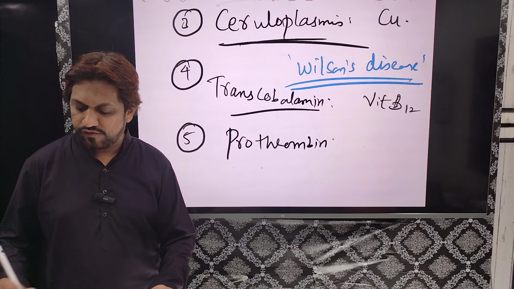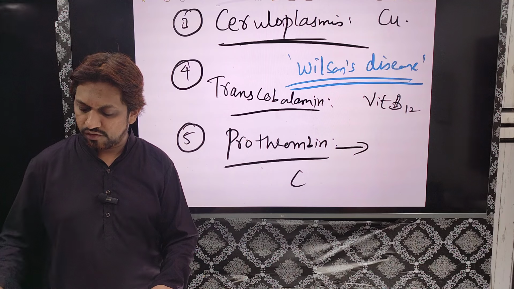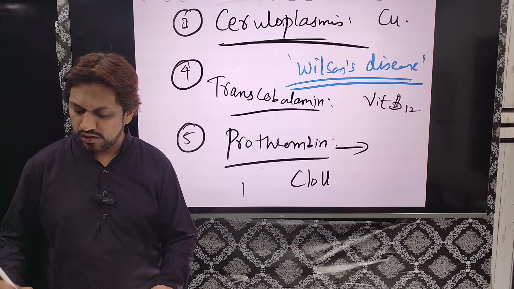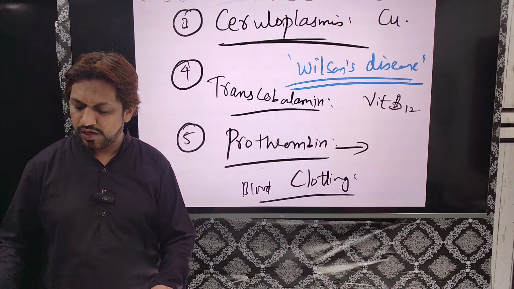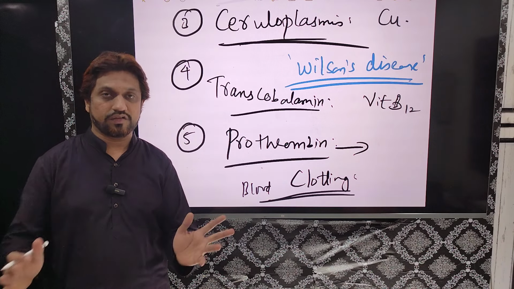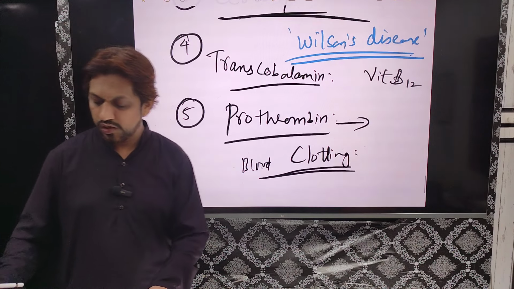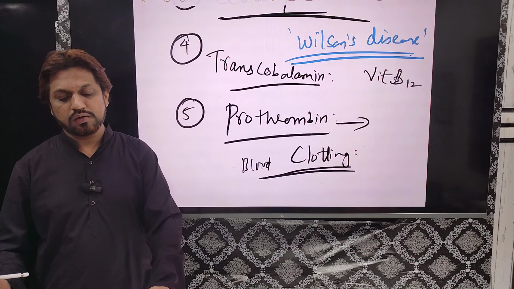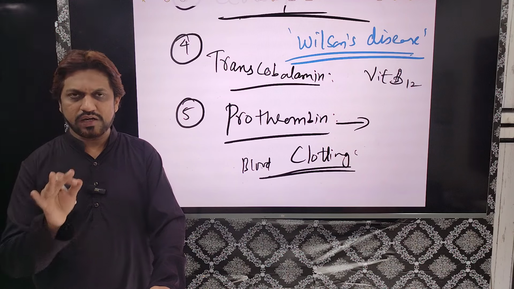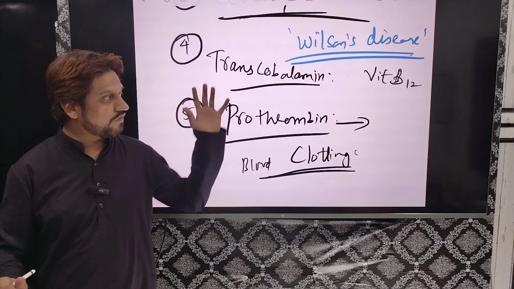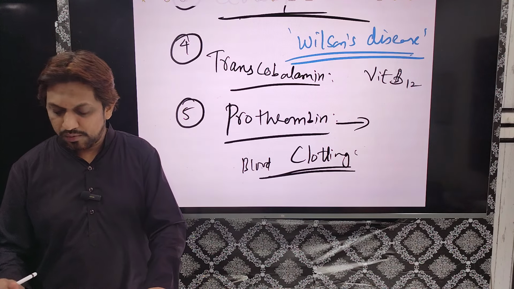Prothrombin is helpful in the process of blood clotting. We'll discuss this in detail in some other video, under the section of platelets and blood clotting. So it will help in the process of blood clotting, how exactly we'll discuss later. For now, remember, prothrombin is the alpha 2 globulin which will help in blood clotting.